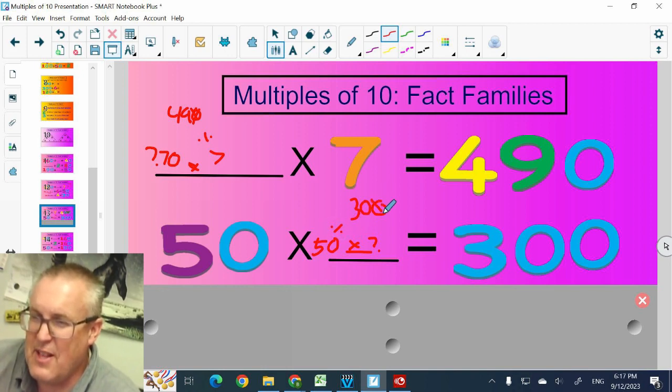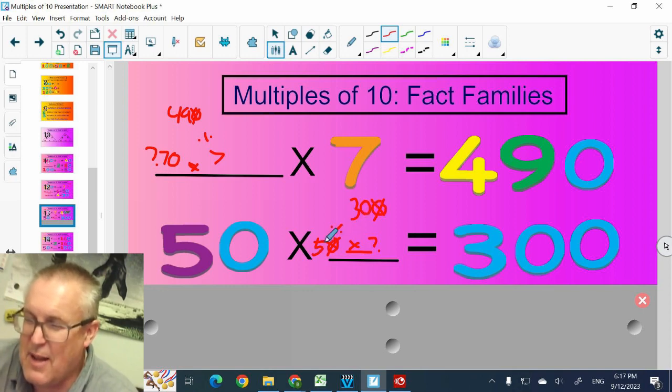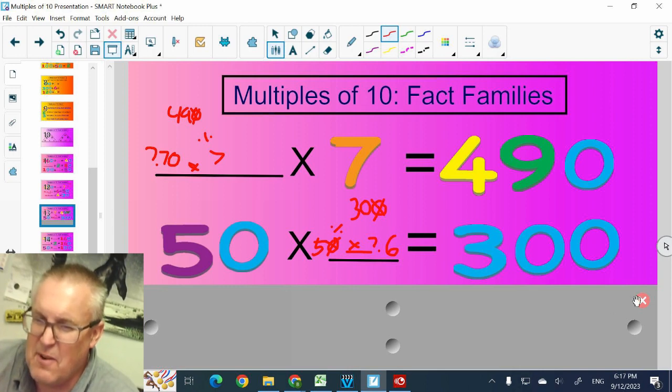So let's get rid of this 0, and what else can we do? We can get rid of this 0, and we don't have to put them back because we're dividing. We automatically get rid of those. Okay, so what is 30 divided by 5? You should have come up with 6. So 50 times 6 is 300.